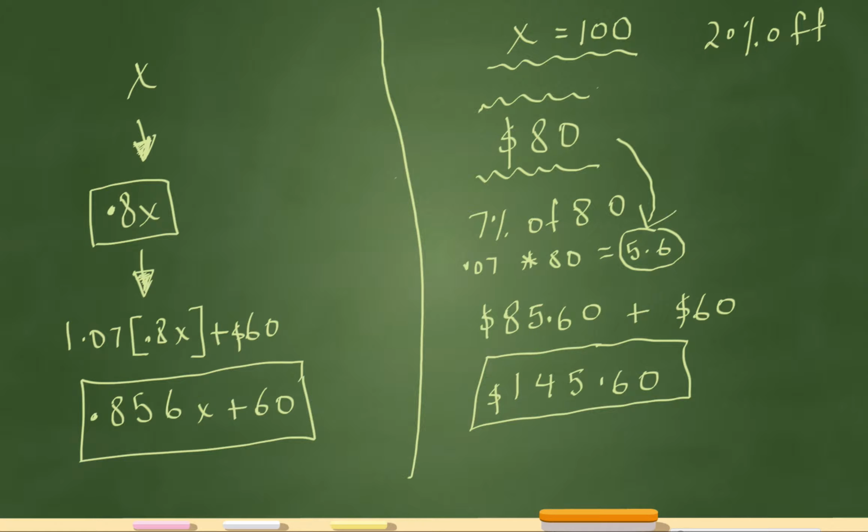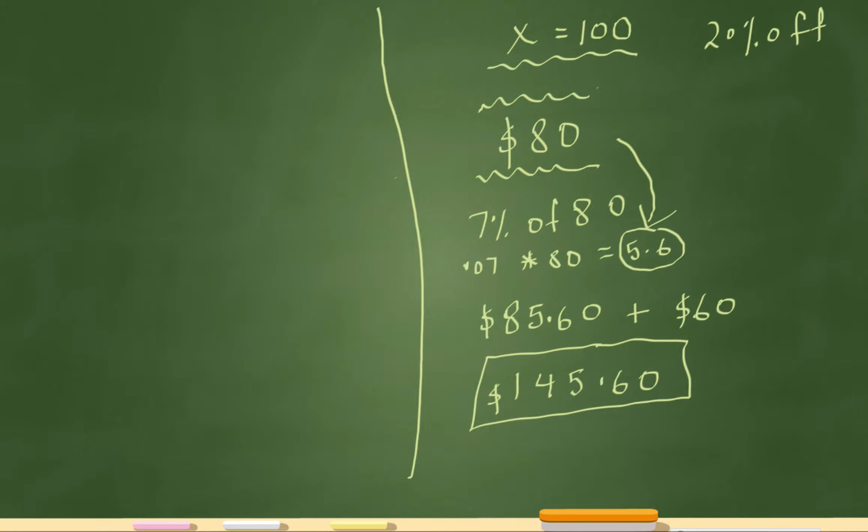Now I'm going to erase all of this so I have a little more room. Let me reiterate exactly what we've done so far. We made the price of the television $100. Then we took 20% off. Once we take 20% off, that gives me the price of $80. From $80, I have to pay a tax of 7%. So 7% of 80 is $5.60. And then I take my $85.60, which is the discounted price plus the tax, and I add $60, which is my delivery fee, for my total price of the television to be $145.60.